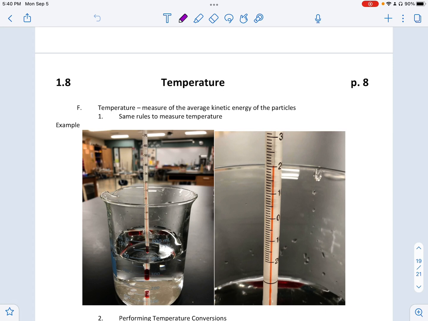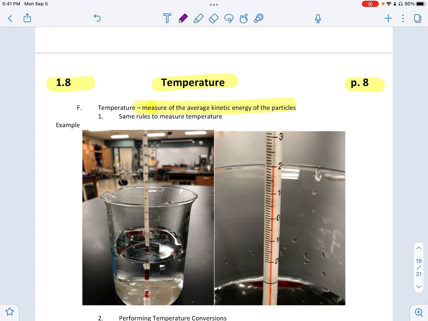So here we go. Today we are talking about temperature. So temperature 1-8, temperature, page 8. Temperature is the measure of average kinetic energy of the particles. So how fast are our particles moving? The faster they move, the higher the temperature. So basically we are just reading or seeing how fast those particles are moving. And again, the faster they move, the higher the temperature.